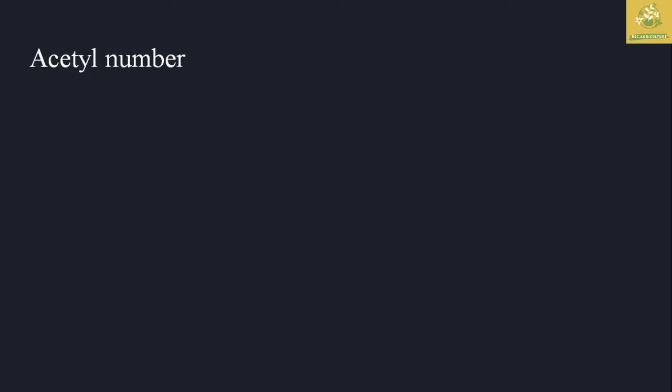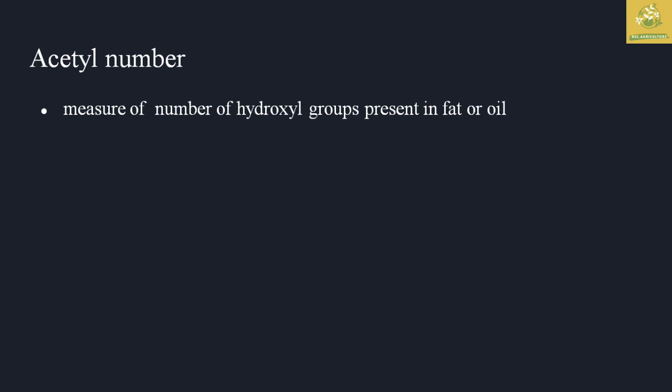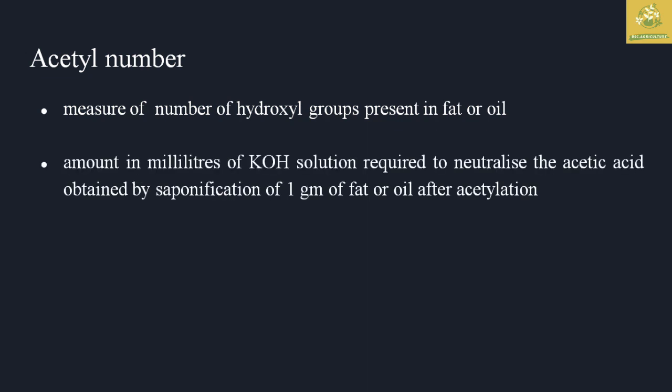And the other one is acetyl number, which is a measure of the number of hydroxyl groups present in a fat or oil. The acetyl number can be calculated by the amount in milliliters of KOH solution required to neutralize the acetic acid obtained by saponification of 1 gram of fat after acetylation.